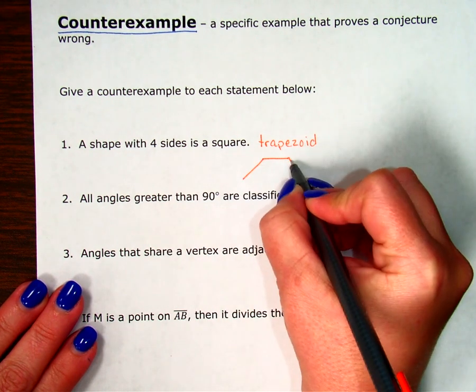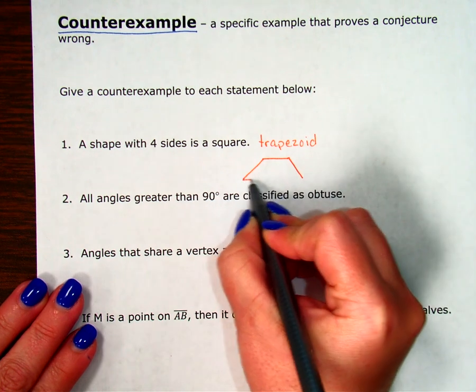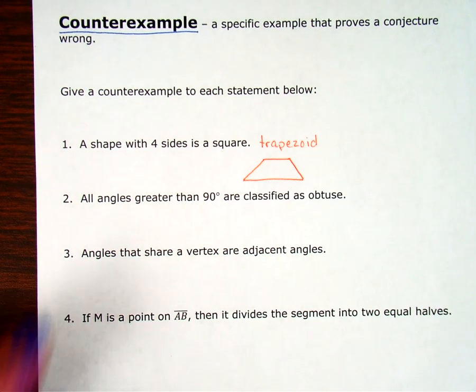Now, is that the only counterexample I could have given? No. I could have said, what about a long rectangle? A long rectangle won't be a square because the four sides wouldn't be equal. My length would be longer than my width, okay? What about a diamond shape? It would have four sides, but it would not be a square if my corners weren't 90-degree angles, okay?